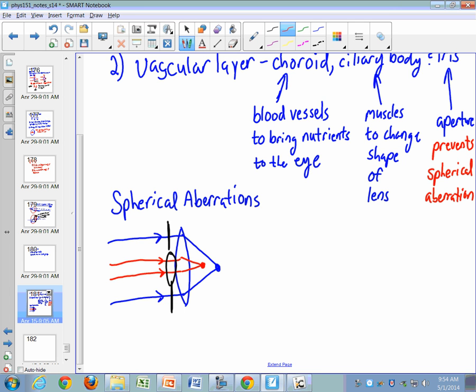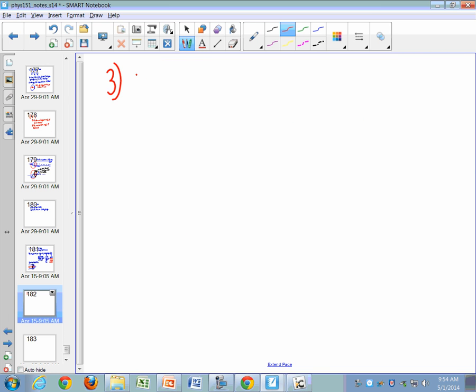And then finally, the sensory layer. All right, the sensory layer, which, as I said, can detect just a handful of photons, or it can detect very strong light without saturating the detector. It's the innermost layer, and it contains the retina.